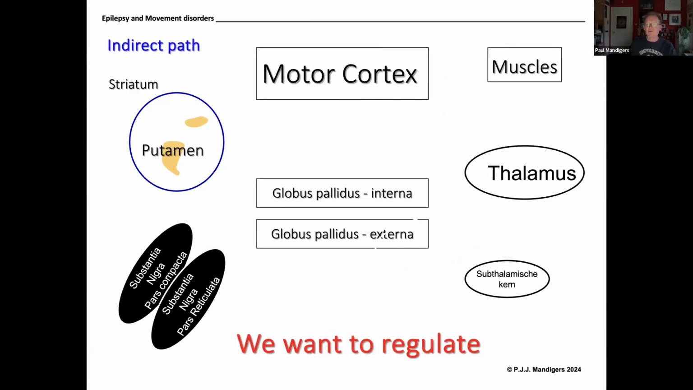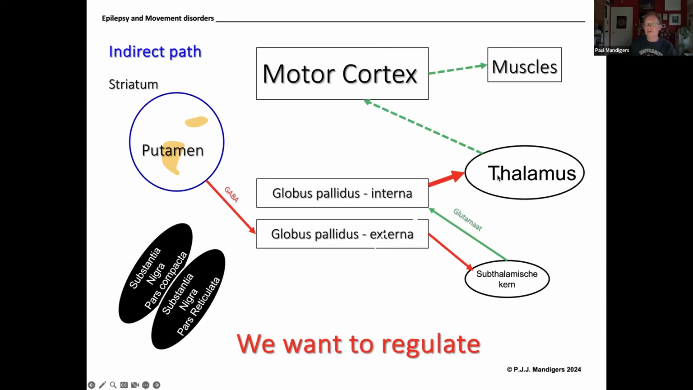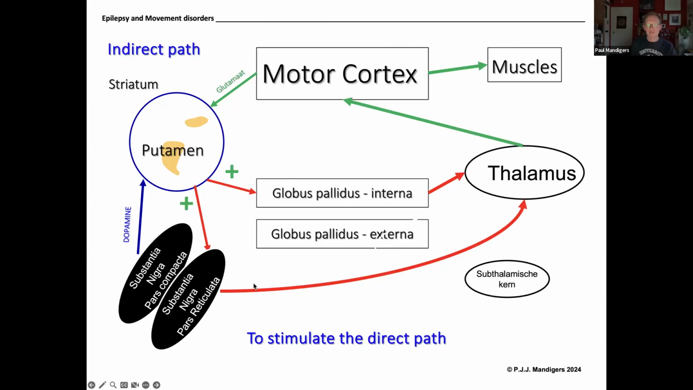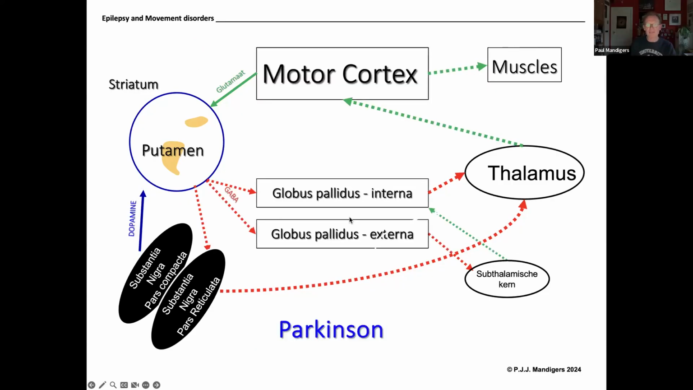Now, if we want to regulate, it's using a different system where you inhibit the thalamus. And then there's no movement. And everybody knows the word dopamine. Because this is a regulation system, if we are talking about, for instance, a shortage of dopamine, then if the dopamine is not there, the system doesn't function anymore.